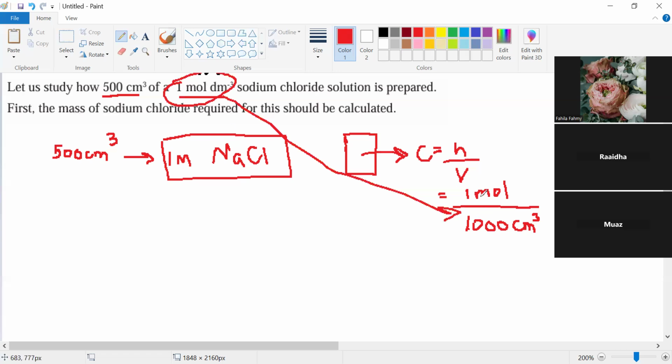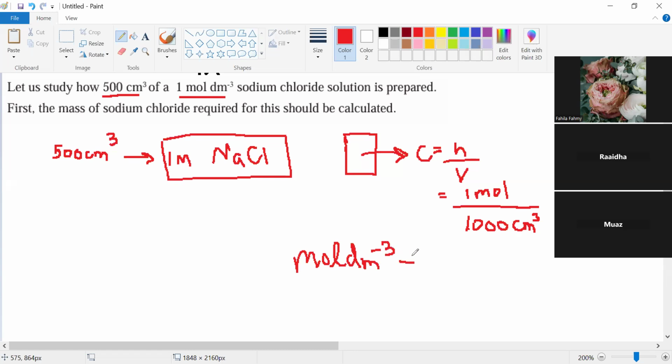Yes. Okay. But miss, I have a doubt. It can be 1 liter or 1,000 milliliters as well, right? Yes, it could be. Yes, definitely. Mole per cubic decimeter is equal to mole per milliliter.